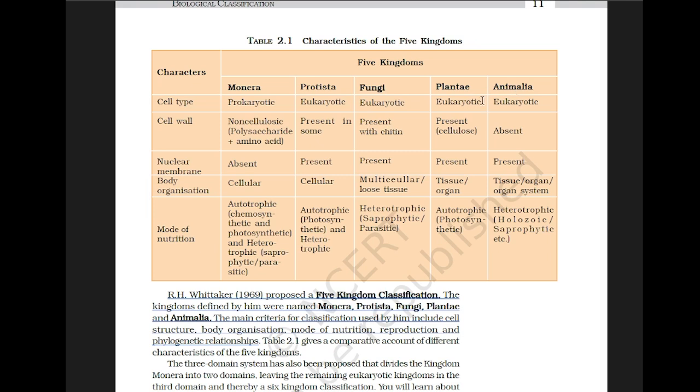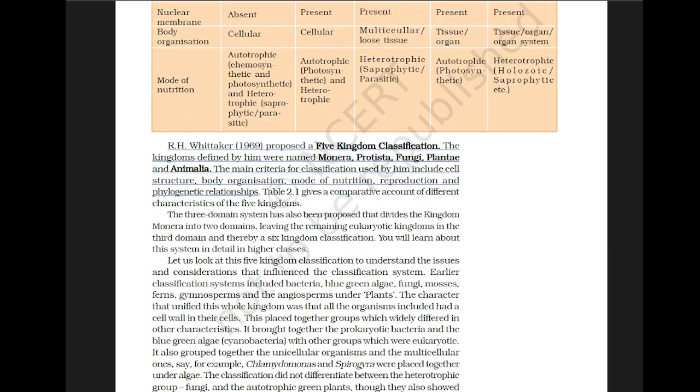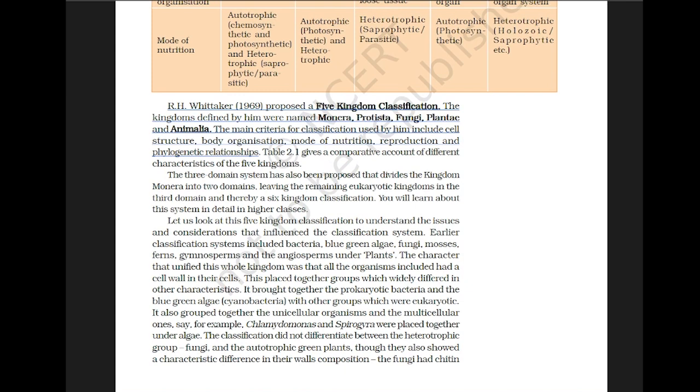You should study this table. What are the characters of the 5-kingdom classification? Here you can see Monera prokaryotic, Protista prokaryotic, Fungi eukaryotic, Plantae eukaryotic and Animalia eukaryotic, and the other characters you should also study. Let us check the primary characters of this classification. Later we can go for the detailed explanation.